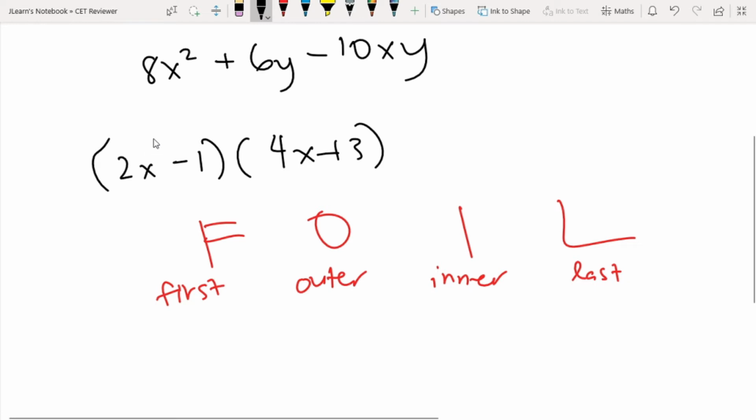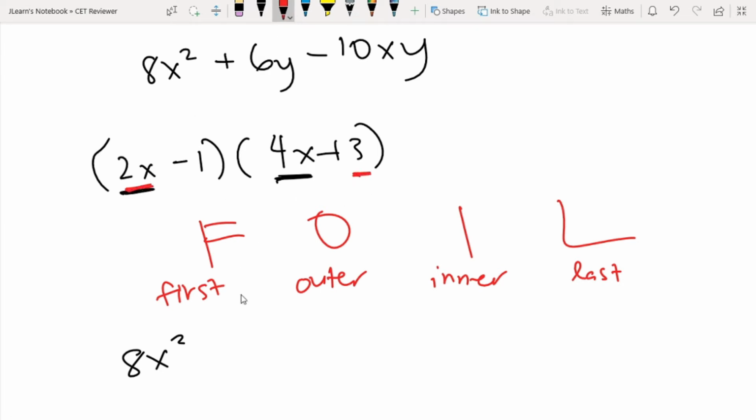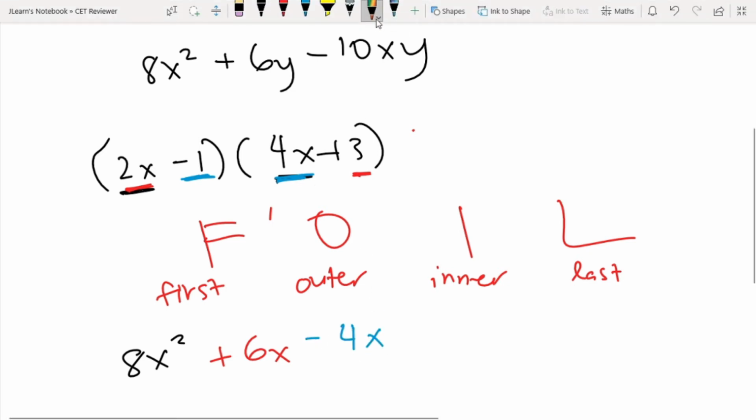Basically, you multiply the first terms, so 2x times 4x, that will be 8x squared, right? And then multiply the outer terms. So, that will be 2x times 3, which is positive 6x. And then multiply the inner terms. So, that will be negative 1 times 4x, which is negative 4x. And lastly, multiply the last two terms. So, that will be negative 1 times positive 3, which is negative 3.